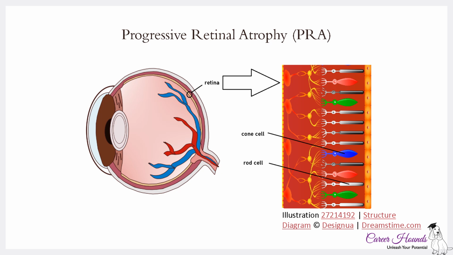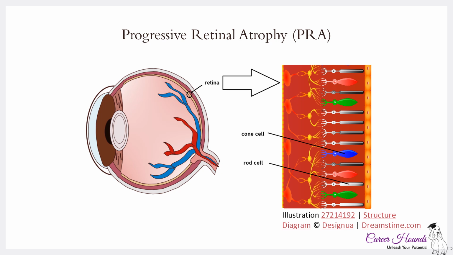Progressive retinal atrophy, PRA, in dogs refers to a group of genetic diseases affecting the retina. It's characterized by the degeneration of the photoreceptor cells in the retina, which are essential for vision in low light conditions and for detecting movement. PRA is inherited, which means it's passed down through generations in certain breeds. It's caused by specific genetic mutations that affect the normal functioning and maintenance of the retinal cells. PRA typically manifests in older dogs, causing a gradual decline in vision that eventually leads to blindness.